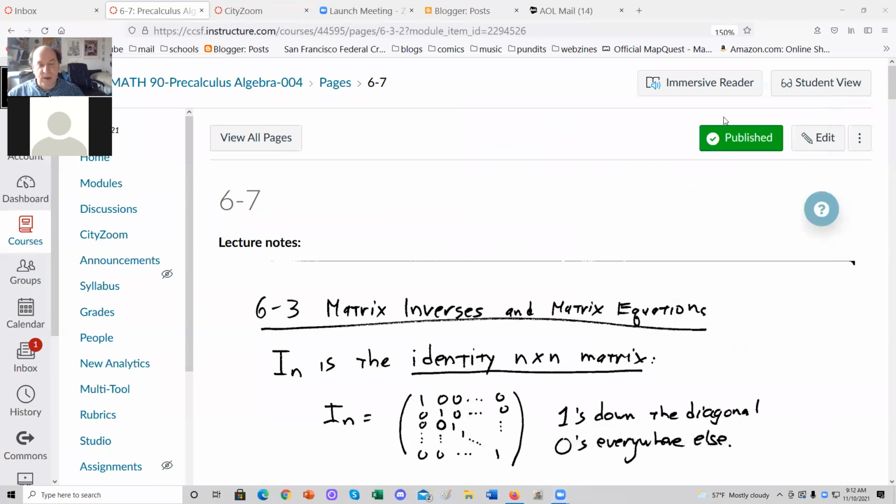For today, we go through 6.3 and 6.4. 6.3 is matrix inverses and solving linear systems by matrix inverses. And 6.4 is, I think, a really convenient one about solving linear systems by determinants. All right, matrix inverses.